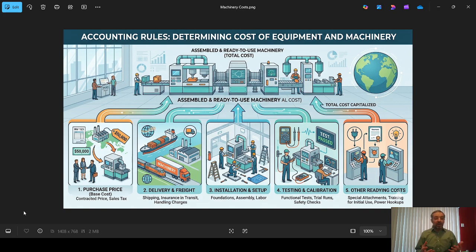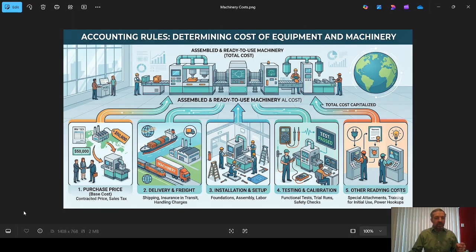And where do these costs show up? If you're doing a journal entry and you're saying that I had to spend $1,000 delivering this machinery, the journal entry would be a debit to machinery and a credit to cash or accounts payable or however you paid for it. So all of these costs are debits to the machinery or to the equipment instead of to some sort of expense. And ultimately, these things end up on the balance sheet under the property, plant, and equipment section.